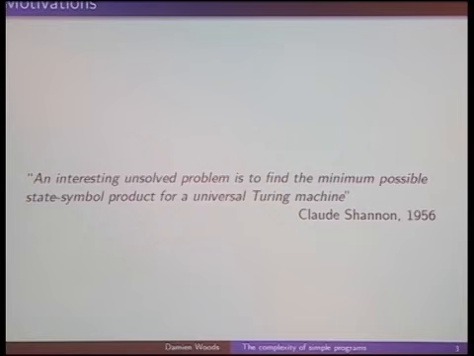So in 1956, Shannon published a paper where he showed that two-state Turing machines are universal. He also showed that two-symbol Turing machines are universal. So this kind of thing is sort of embedded in our consciousness now, it's well known. But this was the last sentence in his paper, and he said, oh, what is the smallest Turing machine you could find? What is the smallest program you could write down that's universal?